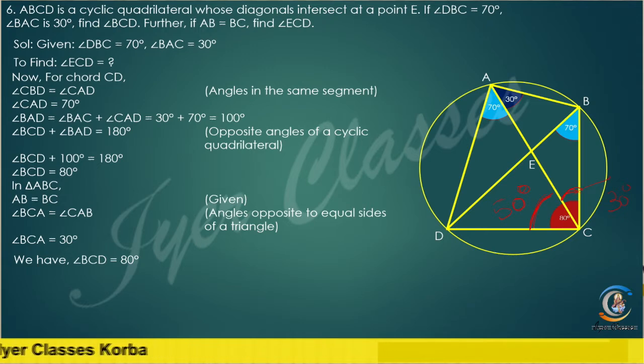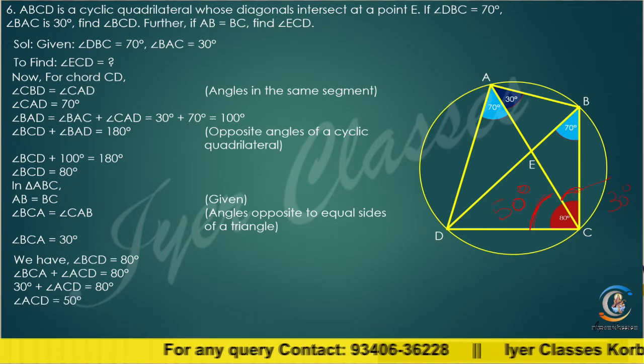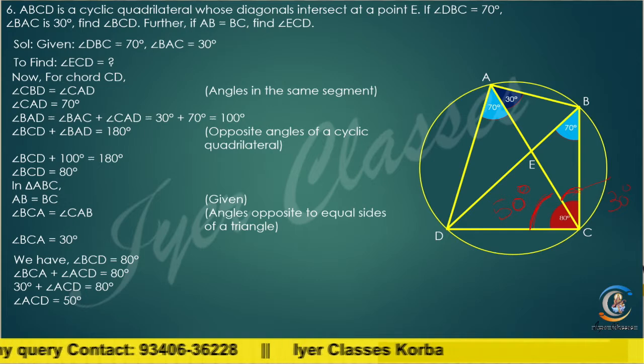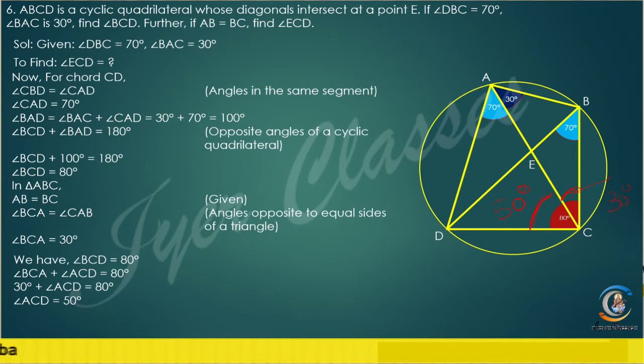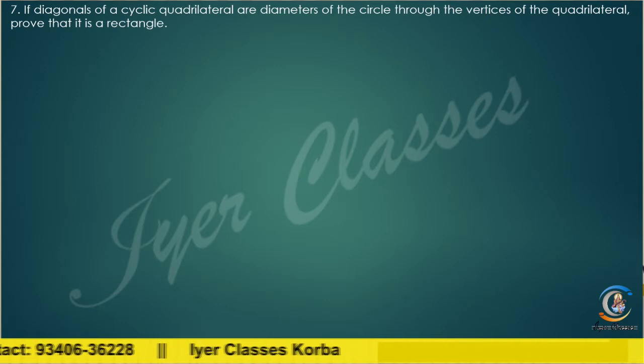So just subtract it and get angle ACD. It is equal to 50 degrees, but you are supposed to find out angle ECD. The measure of ACD and ECD is the same, right? So that is also equal to 50 degrees. Let us move on to the 7th question.